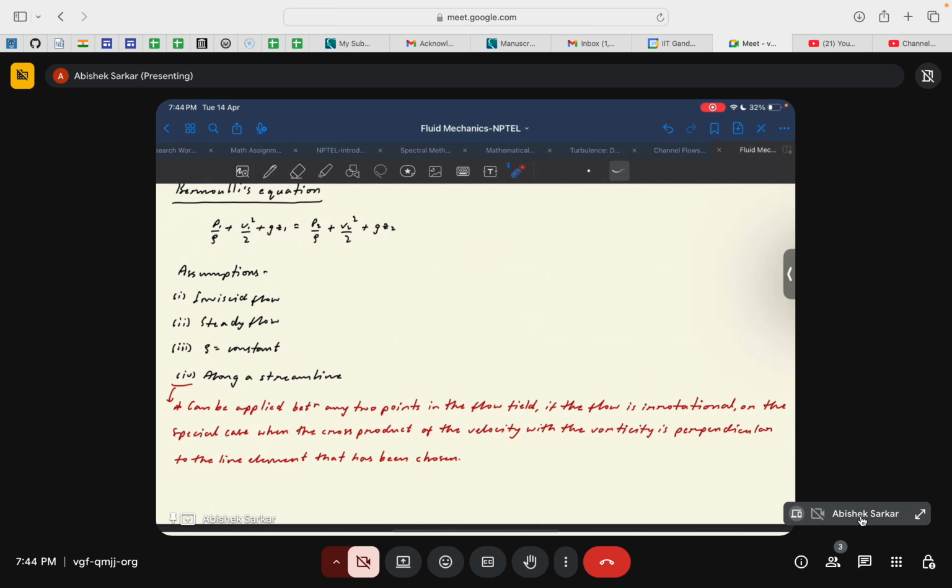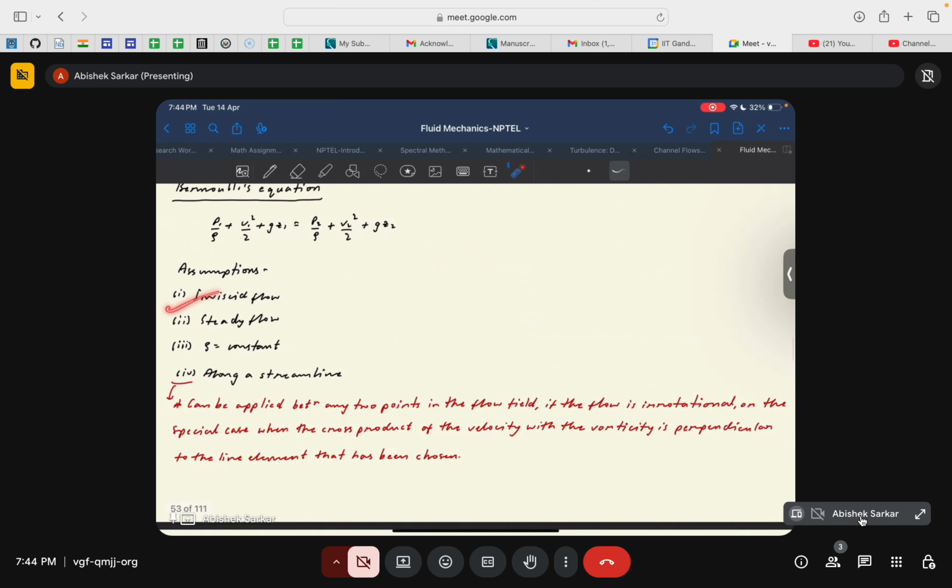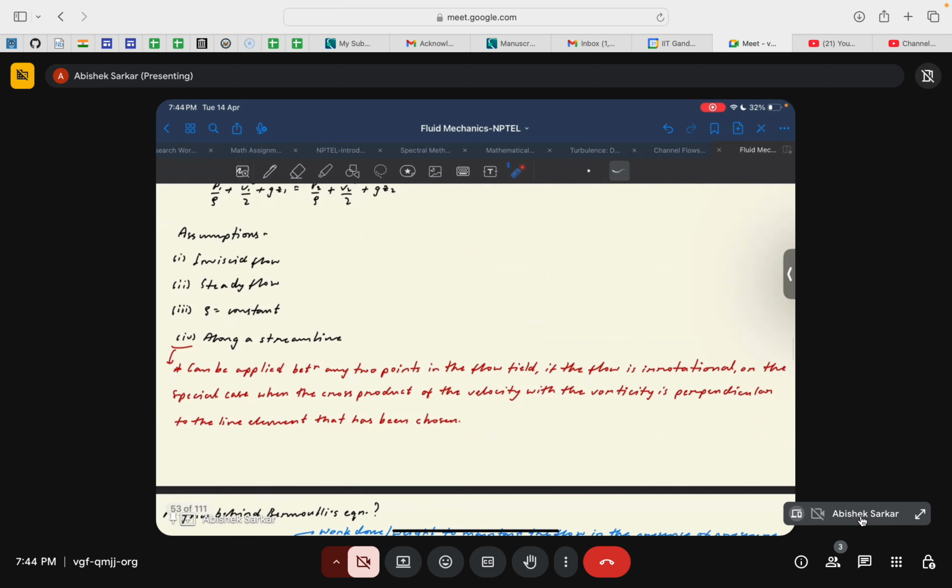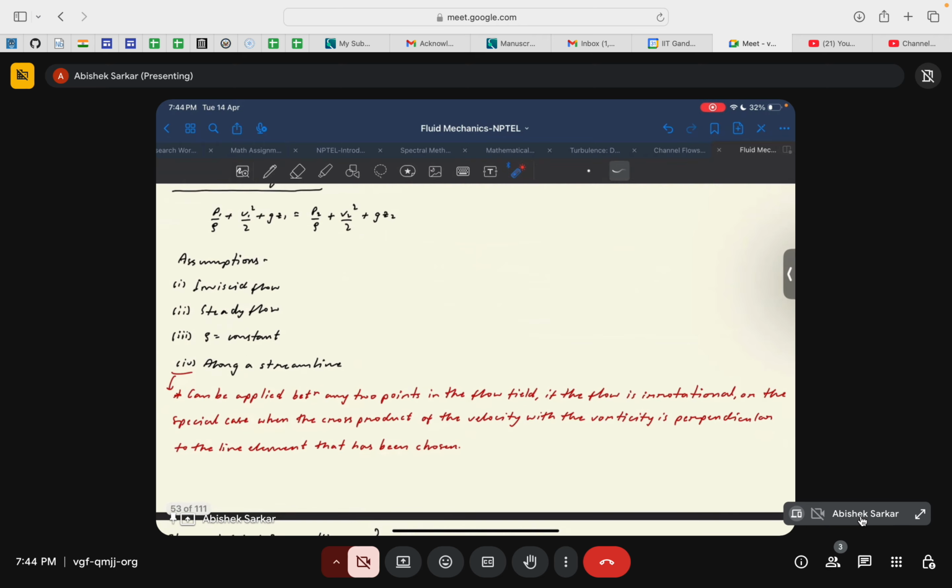So we had the four crucial assumptions: the flow has to be inviscid, the flow has to be steady, incompressible, which is density has to be constant, where density equal to constant is a special case of incompressible flow, and the flow has to be along a streamline. But if the flow is irrotational, then this Bernoulli's equation can be applied to any 2 points in the flow field.